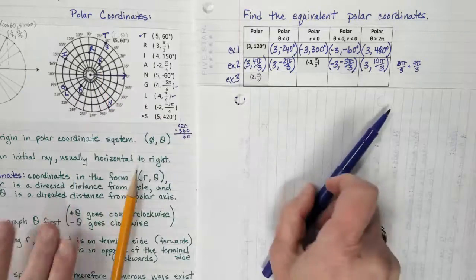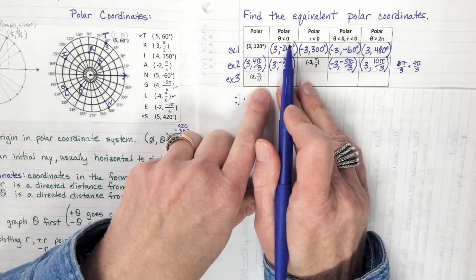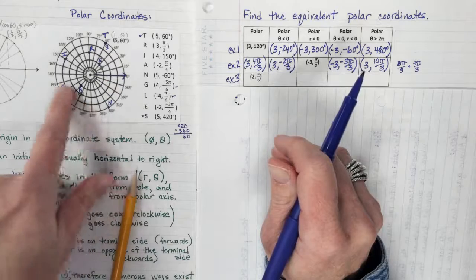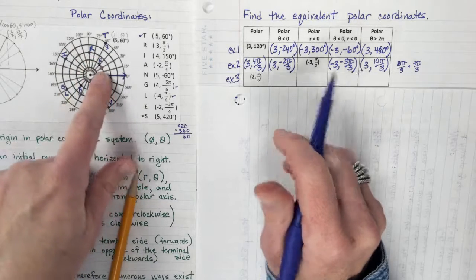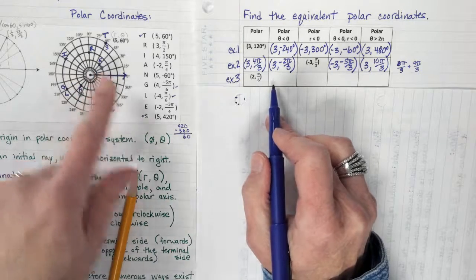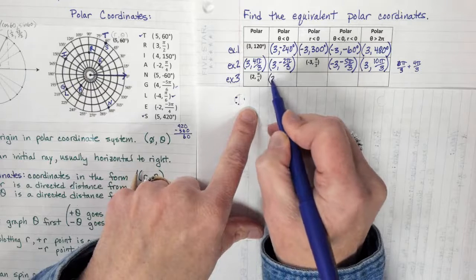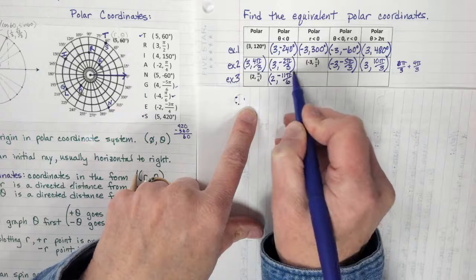Okay. If I have a negative theta, if I come back the opposite direction, I go the negative way, this is at pi over 6. So that would be at 11 pi over 6, right? So that's +2 at a -11 pi over 6.